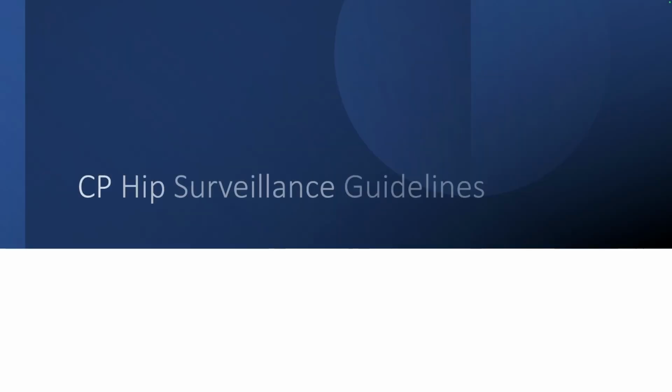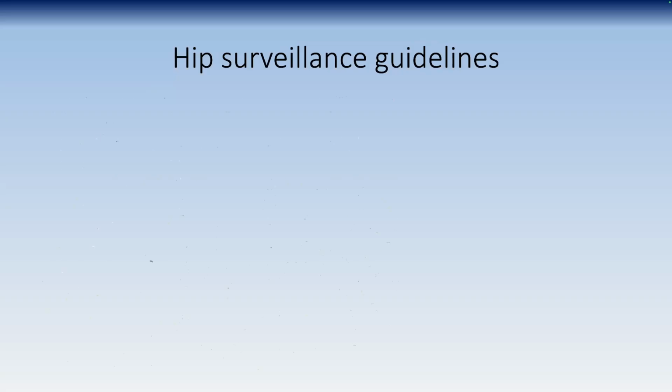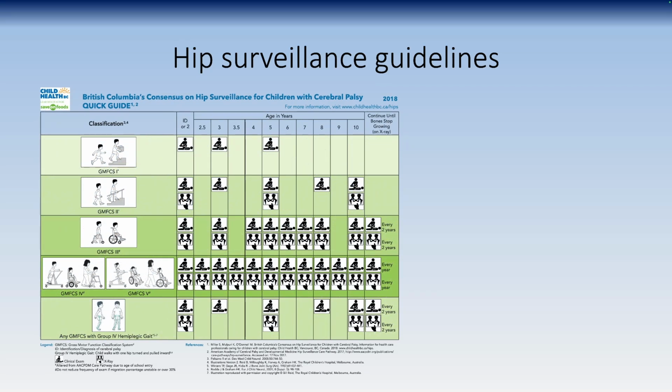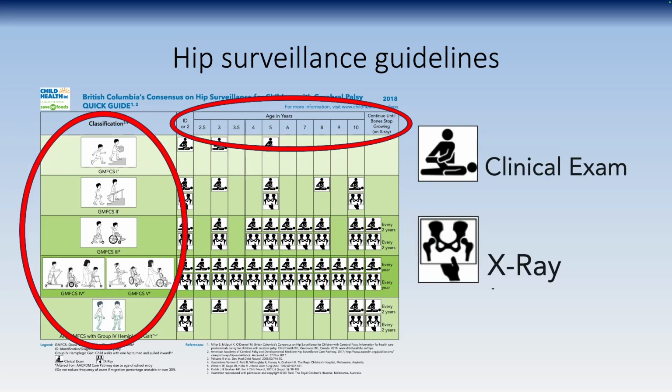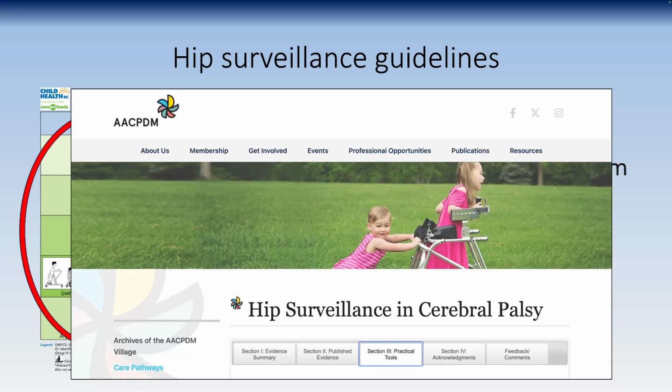To facilitate early detection, CP hip surveillance guidelines are available. This region-specific guideline from British Columbia, Canada, illustrates that in the guidelines, frequency of monitoring beginning at 2 years of age depends on the patient's gross motor function classification system level and includes both serial physical examination and serial X-rays. Further details and recent modifications to the care pathway for CP hip can be found on the website for the American Academy for Cerebral Palsy and Developmental Medicine.